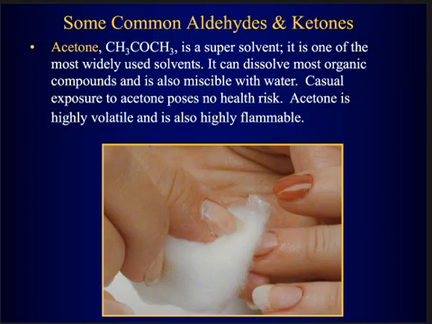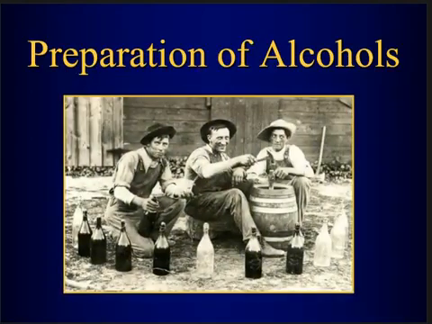Alright, so that's pretty much it for the physical properties of these functional groups. Now we're going to start getting into some of their chemical properties and some of their reactions. We're going to end this lecture just talking about some preparation of alcohols, and then we'll finish off part 3 with talking about more reactions. Alright, so how do we actually create alcohol?